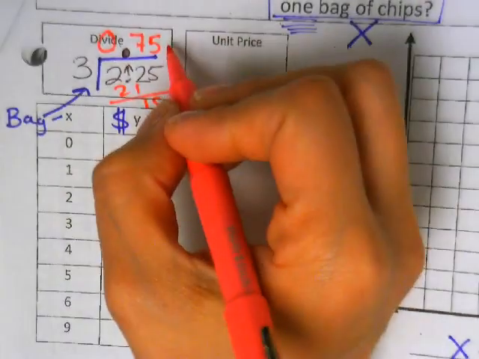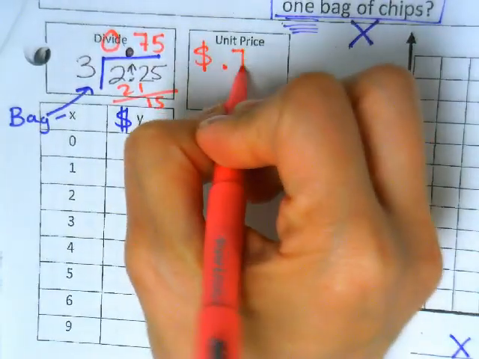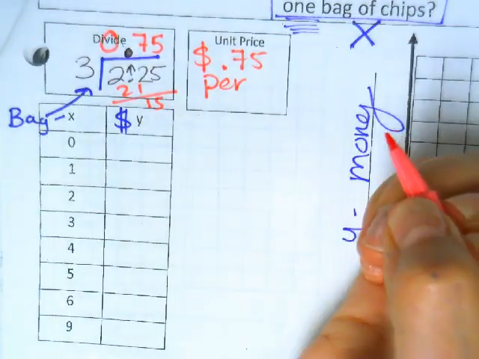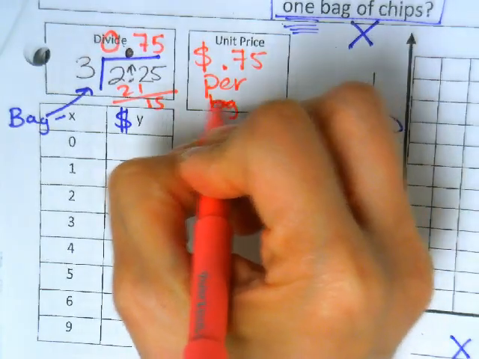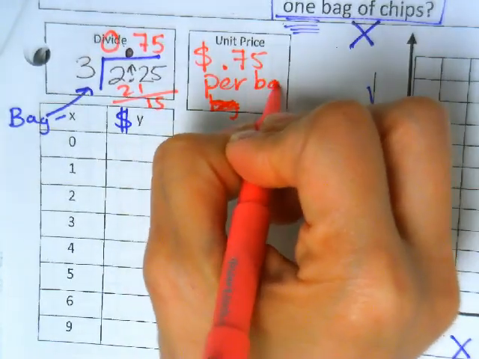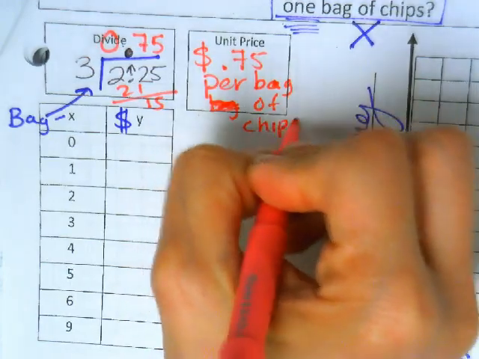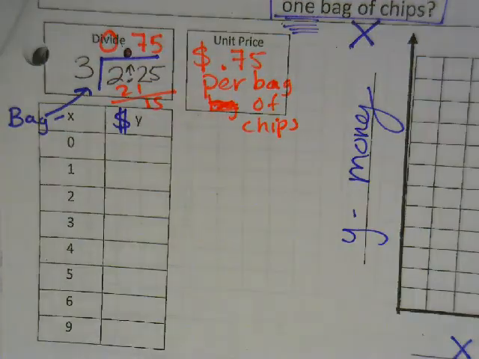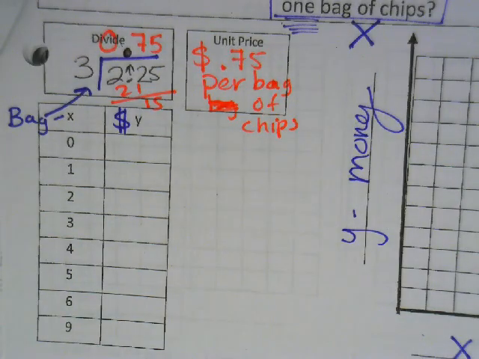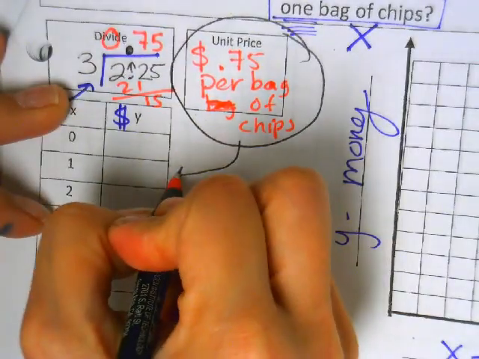So this is now called my unit price. So, 75 cents per what? Per bag of chips. Yep, 75 cents per bag of chips. Not bad, right? Good deal. Okay. Where do I put 0.75 on my table? Next to the 1. This 0.75 is one bag. So this number will always go next to the 1.